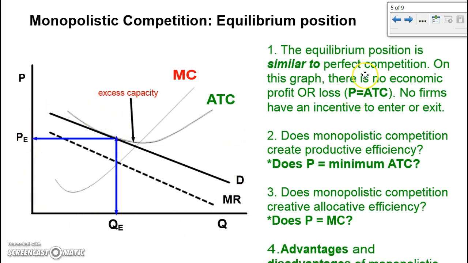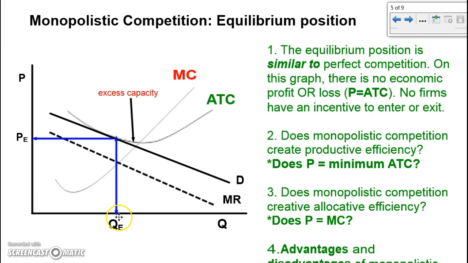So the equilibrium position is similar to perfect competition. The graph looks like monopoly, but in perfect competition, we have a situation with no economic profit, and that's going to be the same here. So if you look at this graph, we have the demand curve and the marginal revenue for the monopolistic competitor with marginal cost, and we have the ATC lines.